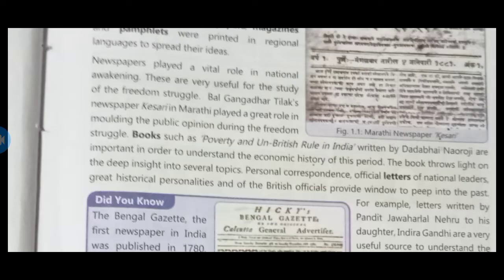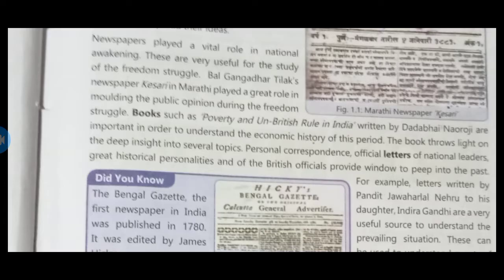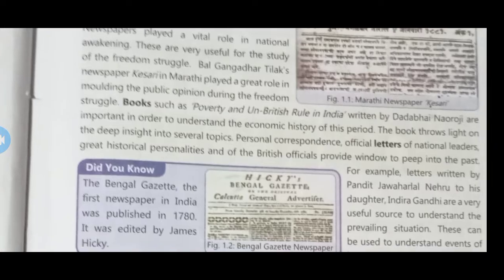There were personal correspondence and official records, and the letters of national leaders and British officials. So they were of great historical personalities and of the British officials. It provided a window to peep into the past.